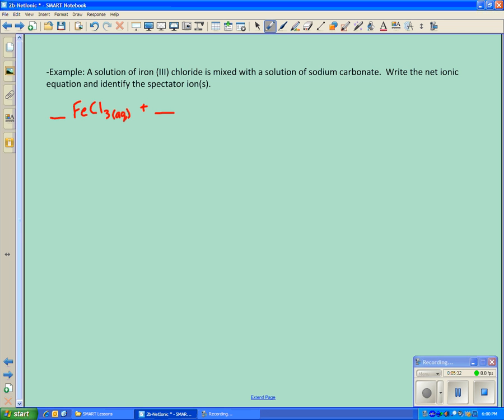mixed with sodium carbonate, Na2CO3, and again that's aqueous. That's going to produce a double replacement reaction. So sodium chloride, NaCl, which is table salt, is soluble, so aqueous. But the second species, the iron 3 carbonate, Fe2(CO3)3, is a solid state. When you look in your solubility table, you'll see that that is insoluble. It doesn't dissolve in water.